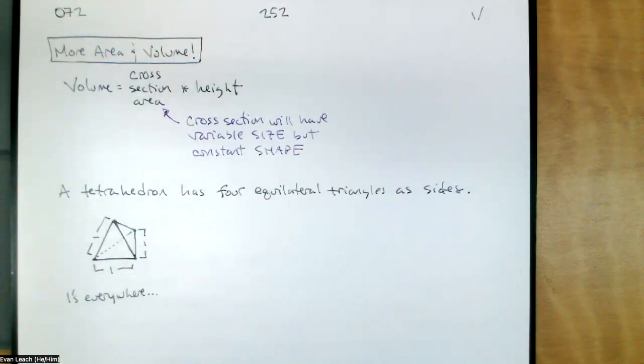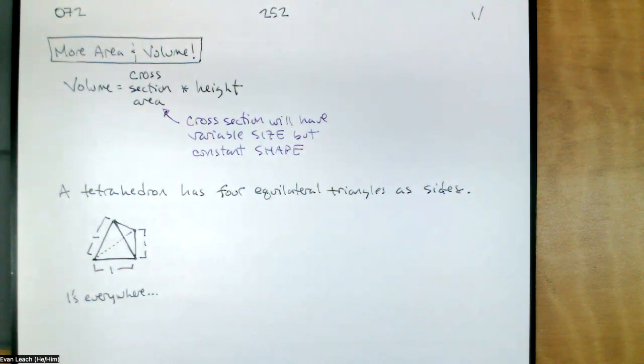Yesterday, we wanted to calculate some area and volume. Really, we just wanted to calculate volume. But we wanted to think about how we calculated area before. So we're going to use volume is cross-sectional area multiplied by height, because this is just how we calculate volume.